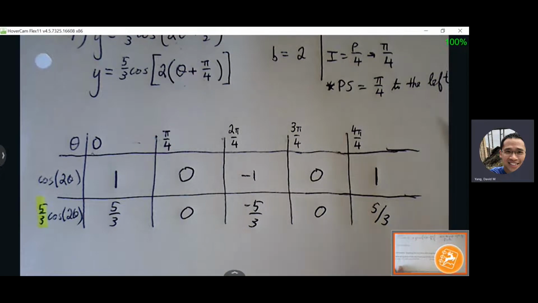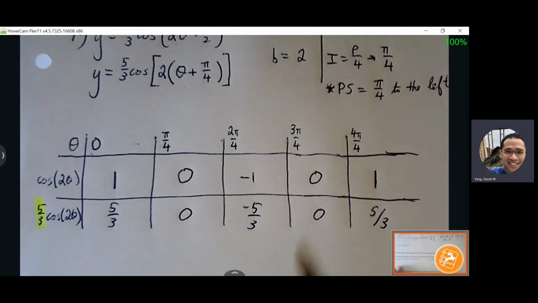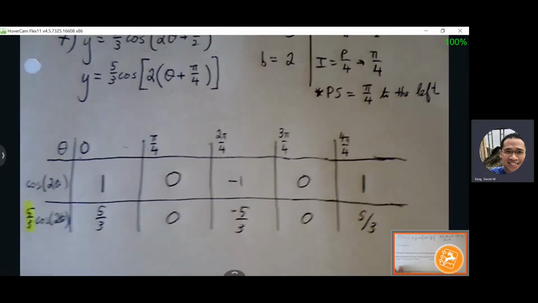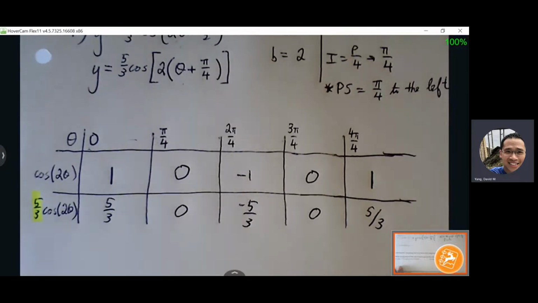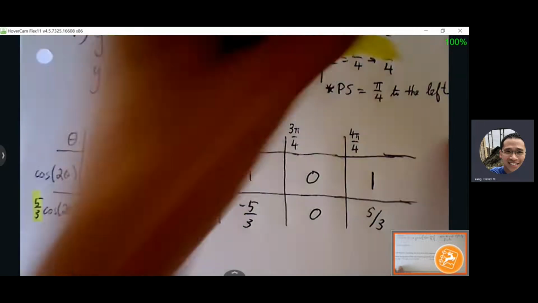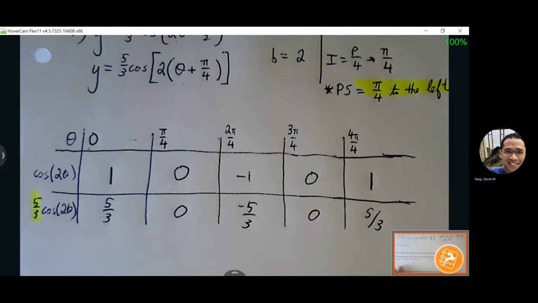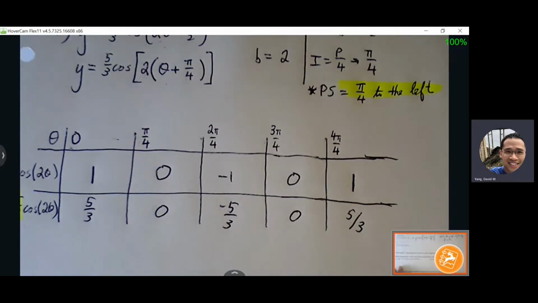Nothing new except for the fact that we had to factor that 2 out and understand there's a phase shift. So now we've got to worry about that phase shift because this graph hasn't been shifted yet, right? We've got to shift this graph. So we're going to shift to the left by pi over 4, which means we're going to take every point of our graph and subtract. We're going to shift it left. Okay, so we're going to do this.